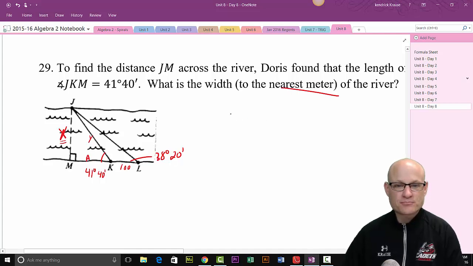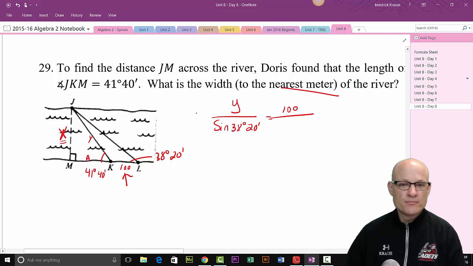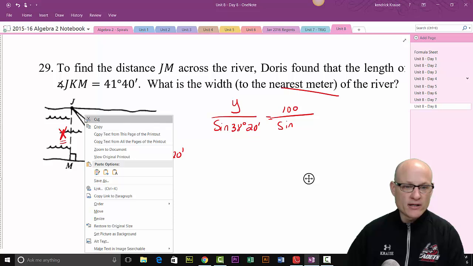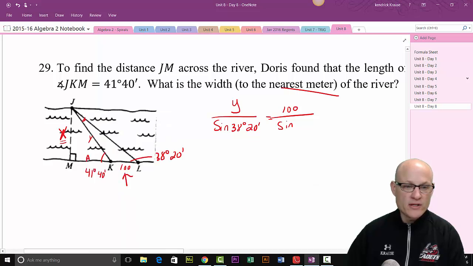So Y over sine of 38 degrees, 20 minutes is equal to 100 over the sine of this little angle right here. I don't know what that little angle is. Now, if you remember before, these two angles have to add up to 41 degrees, 40 minutes.